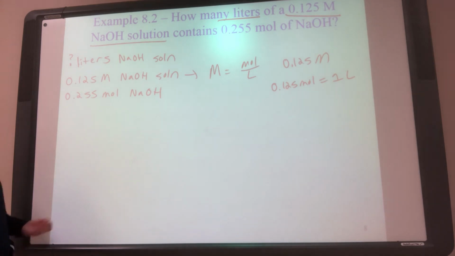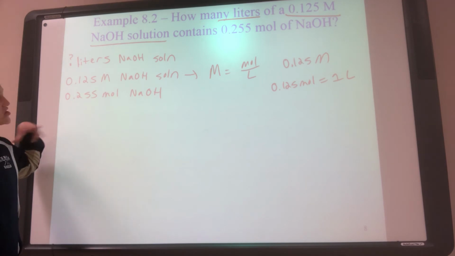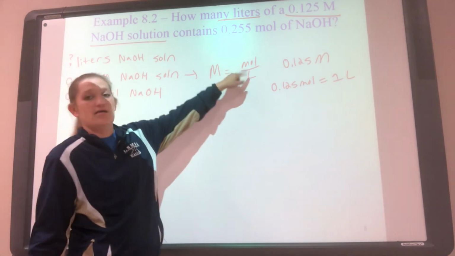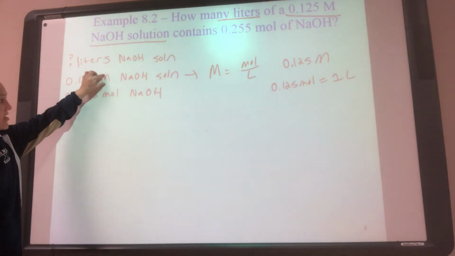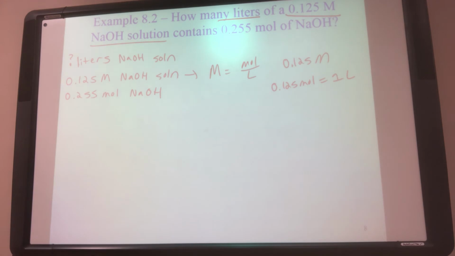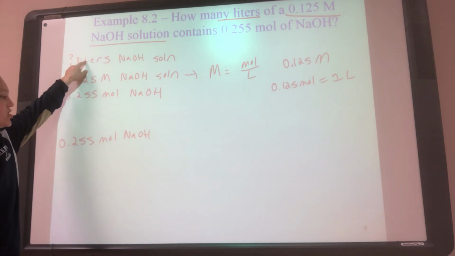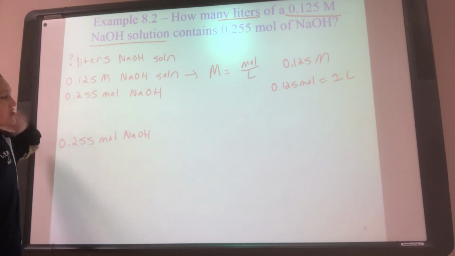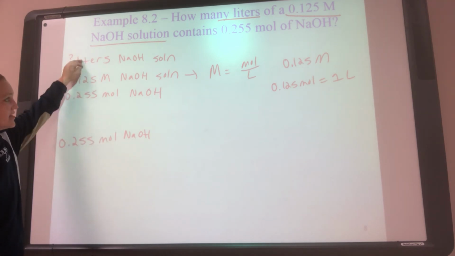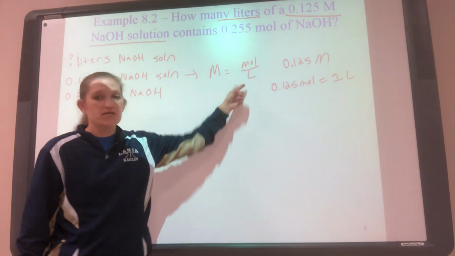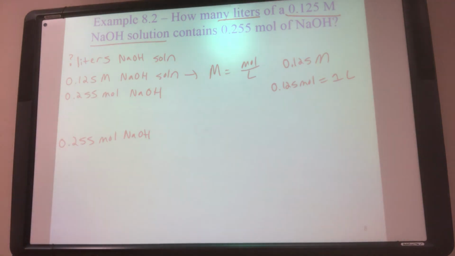So if you're not sure where to start, remember we always want to start with the less complicated thing. This is 1 unit. This has 2 units within it. So we don't want to start with the more complicated thing. We want to start with the simpler thing. So we want to start with the 0.255 moles of NaOH. I have moles of NaOH. I'm trying to get to liters. So I need something that relates the moles and the liters. That's why it's important to know that my molarity relates my moles and my liters. So I could use the molarity to go from one to the other.